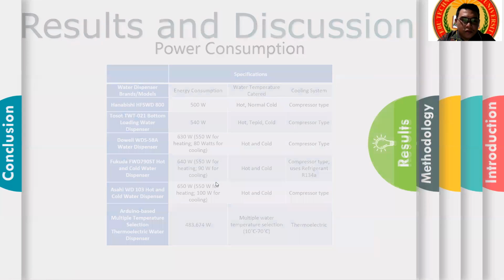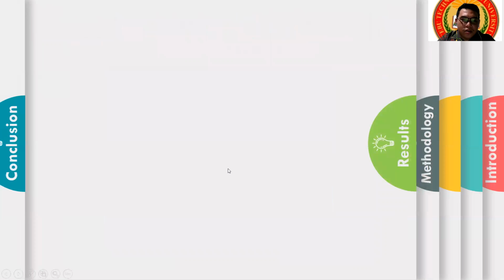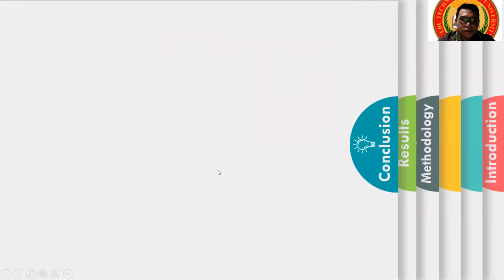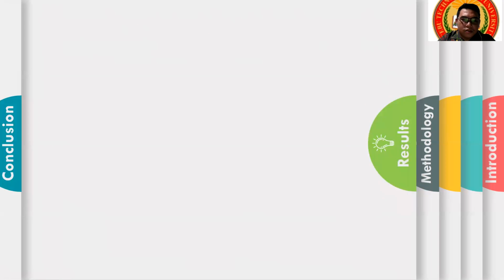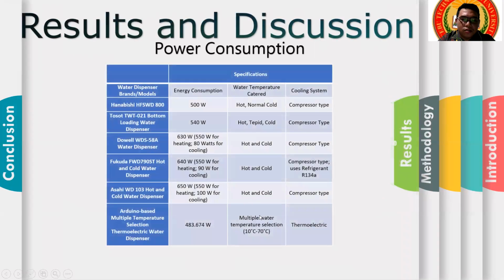So we have also gained experimental results, used as the basis in computing the system accuracy. Average error was chosen as the tool for evaluating the test results. Comparatively, all the products mentioned have energy consumption greater than the rated energy consumption of the Arduino-based multiple temperature selection thermoelectric water dispenser.